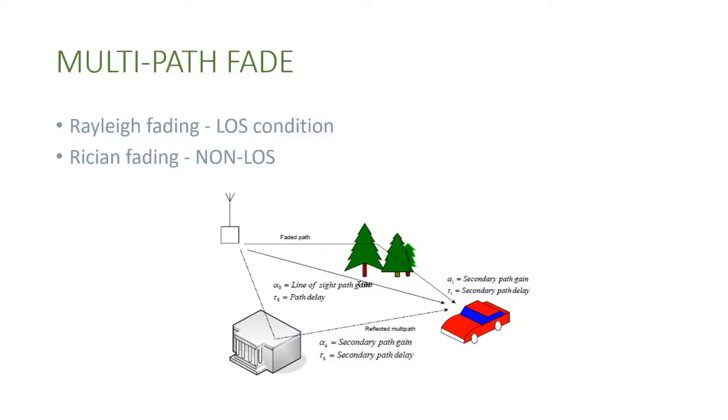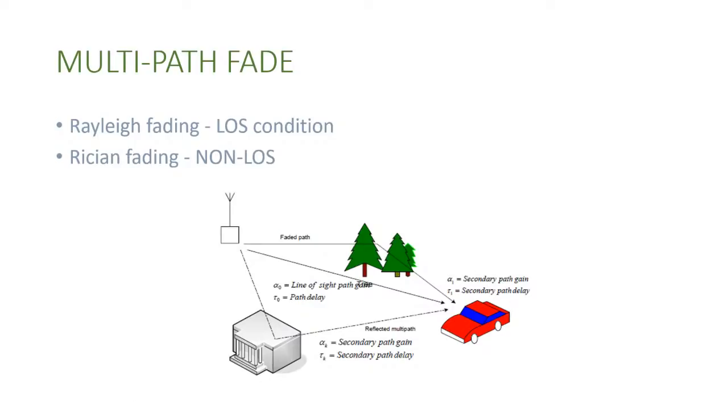One signal comes in a straight line of path and another signal comes via multiple paths, so they interfere and it won't be received directly by the car. This causes a delay: the line-of-sight signal is received first, and the other signals are received later. These things we have to address.